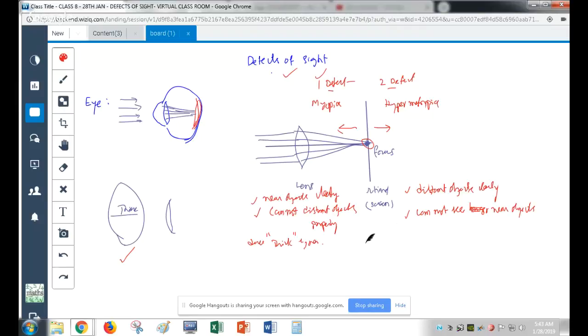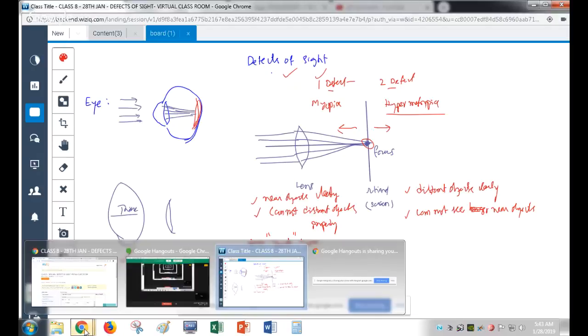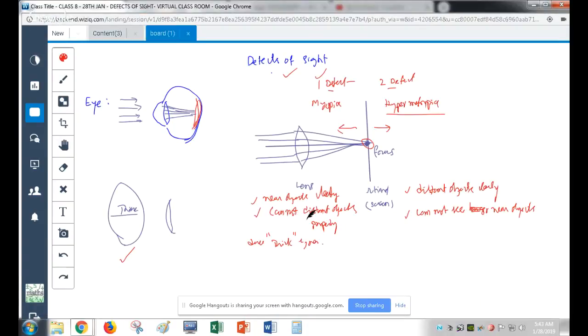Okay. So whoever is having hypermetropia, they can see the distant objects clearly and cannot see near objects properly. That means they will get a blurred image. So these are the two defects. So why will myopia come? Because the eye lens becomes thicker. That is why the persons will get the myopia defect.